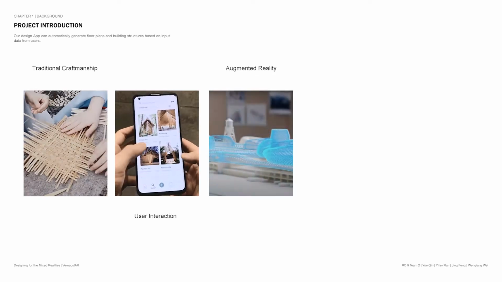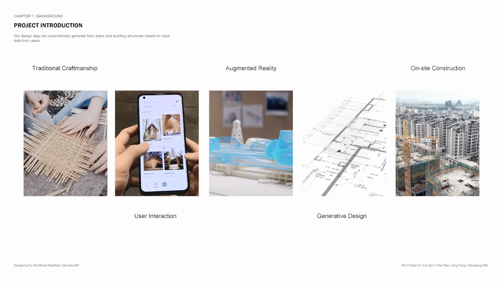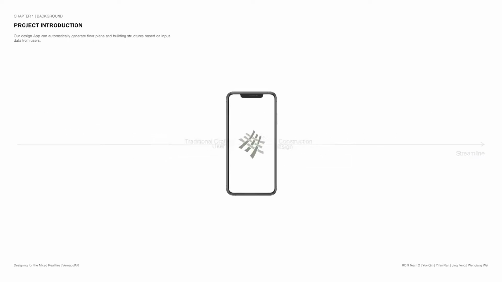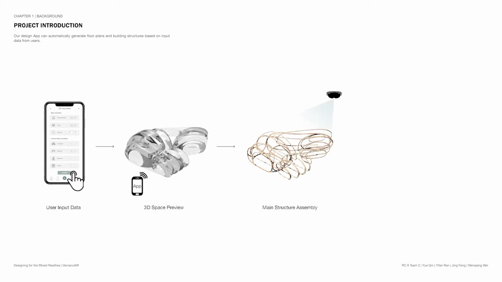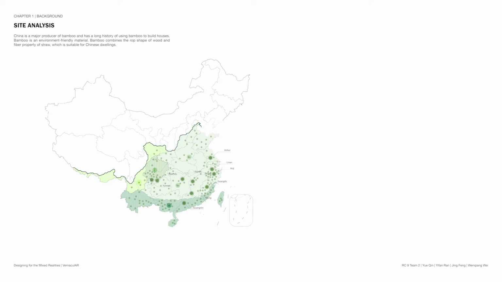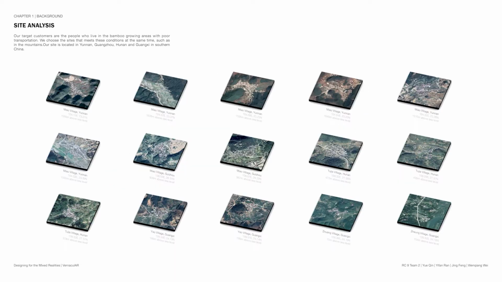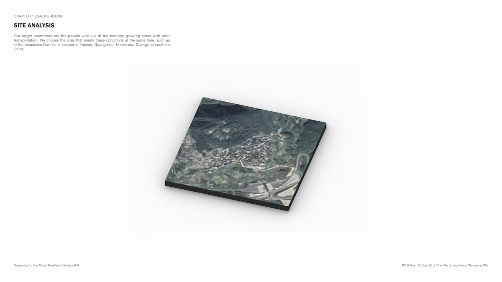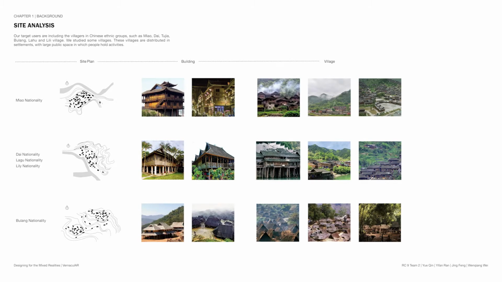Our project aims to integrate traditional bamboo material with augmented reality and make a house design app for low-cost houses in Chinese rural areas. The design app can automatically generate building spaces, structures, and enclosures based on users' input data. Our target customers are mainly villagers living in southern China, such as Yunnan and Guizhou province. Many ethnic minorities live here and hold activities in their colonies.